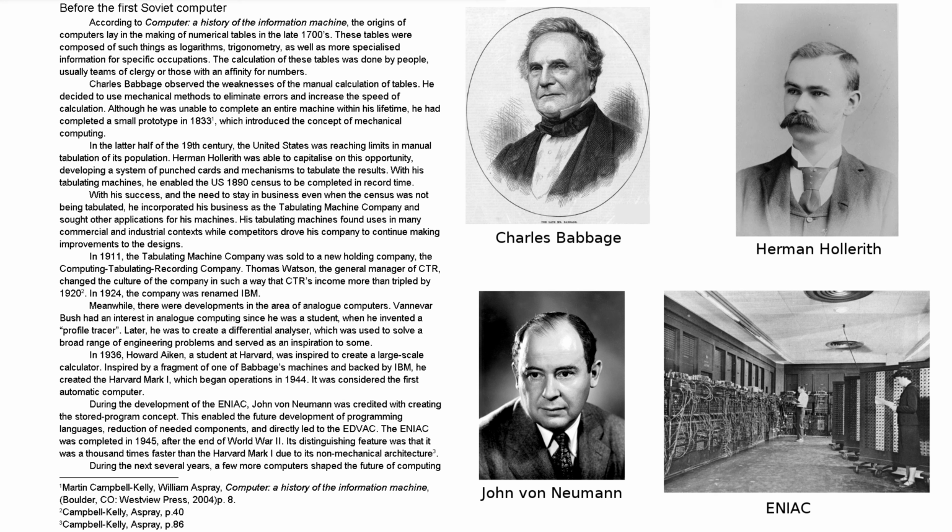In the latter half of the 19th century, the United States was reaching limits in manual tabulation of its population. Herman Hollerith was able to capitalize on this opportunity, developing a system of punched cards and mechanisms to tabulate the results. With his tabulating machines, he enabled the U.S. 1890 census to be completed in record time. With his success, and the need to stay in business even when the census was not being tabulated, he incorporated his business as the Tabulating Machine Company and sought other applications for his machines.